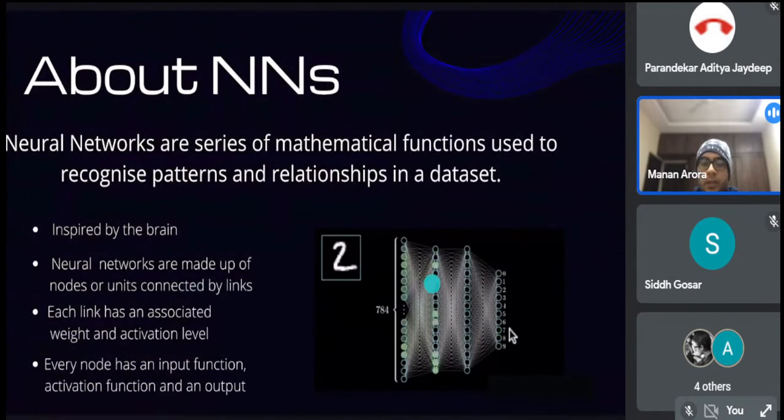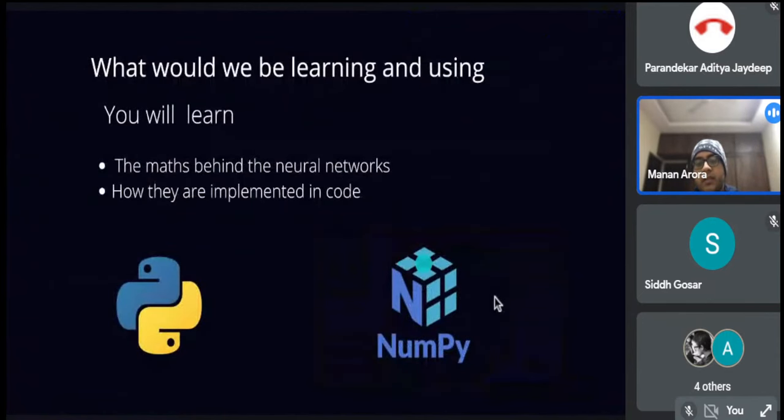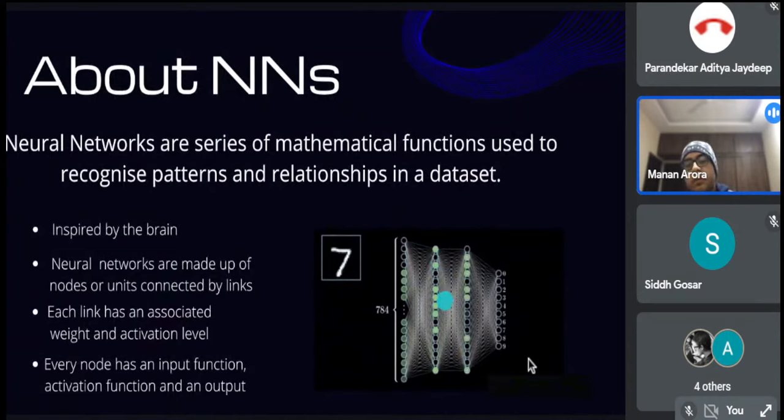Neural networks are made up of nodes and links. The dots you can see here are the nodes. Nodes are basically those mathematical functions. And the lines which you can see here are the links. Links connect one node to the rest of the nodes. Each link has an associated weight and an activation level, and each link has basically its unique set of weights and activation levels.